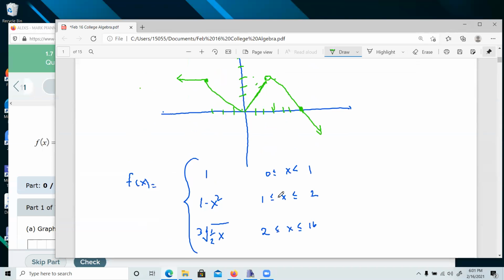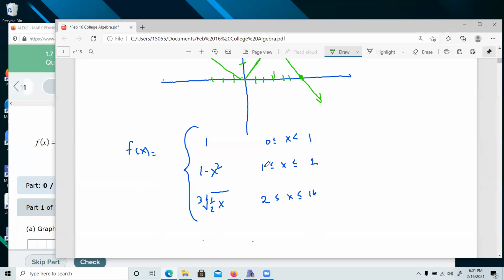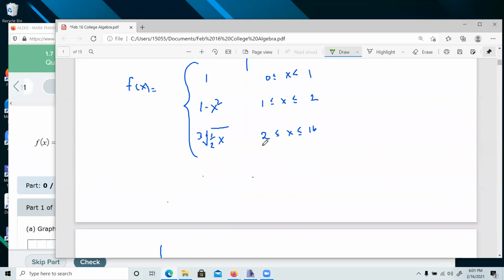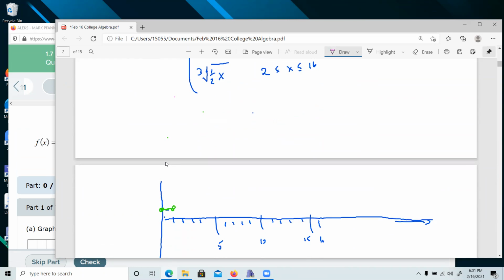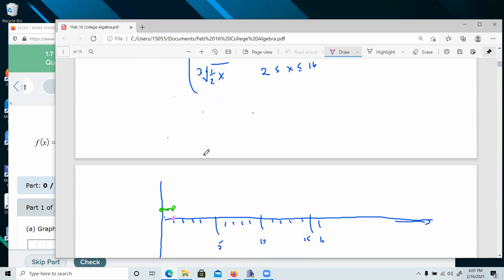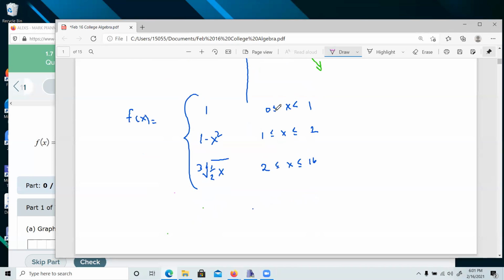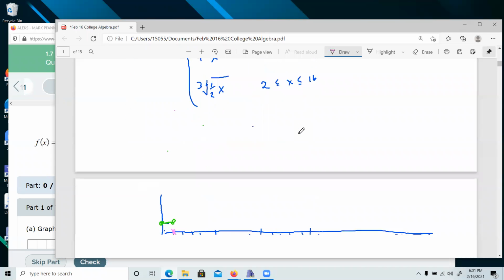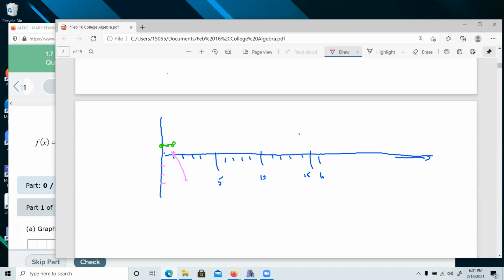All right. Then from 1 to 2, we have 1 minus x squared. Okay. So when x is 1, we have a 0. And then at 2, right, 1 minus 2 squared is going to be negative 3. So let's go 1, 2, 3 down here. All right. And it looks like we have dots on both of these because they're equals on both of these.